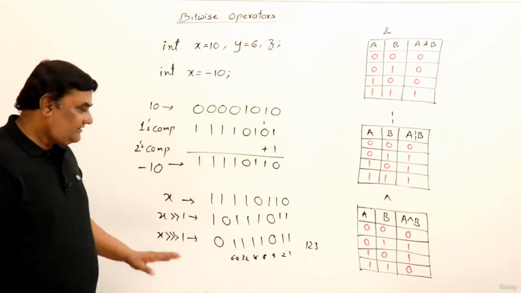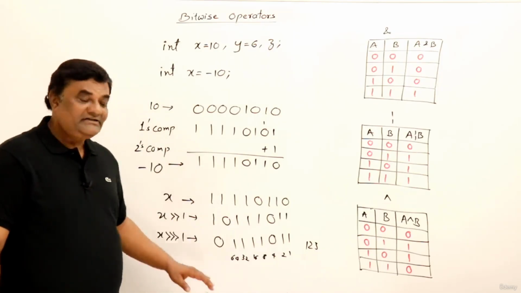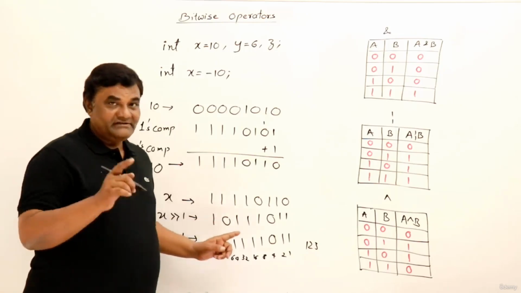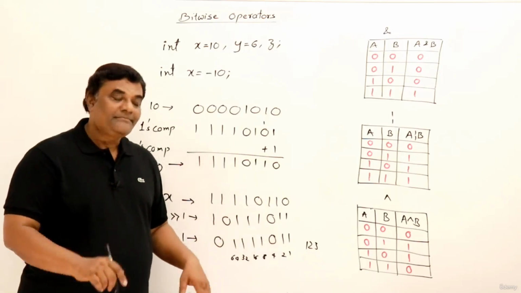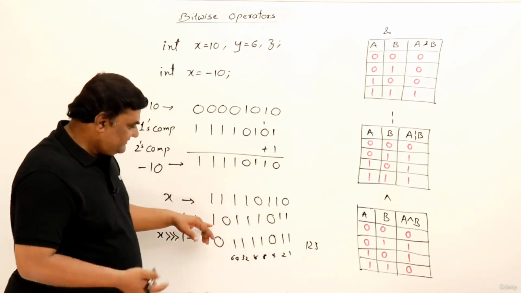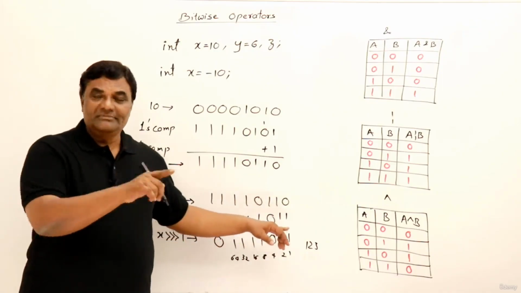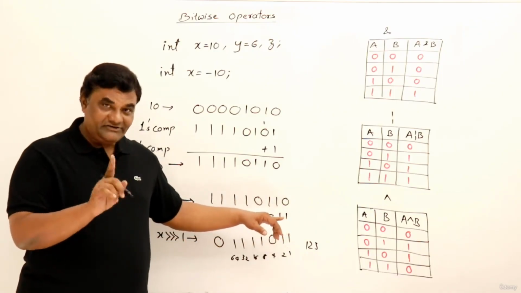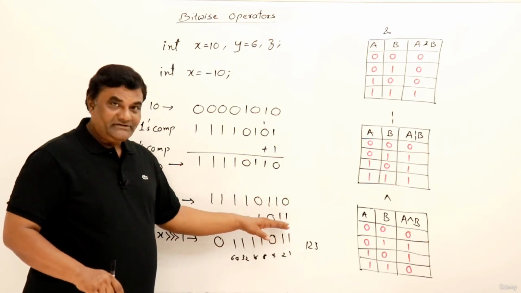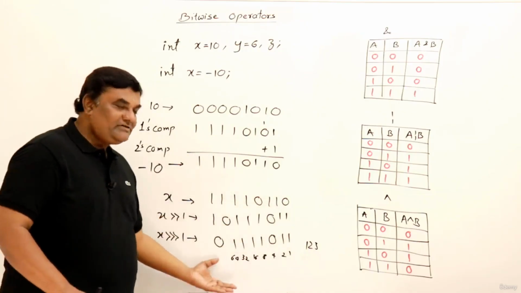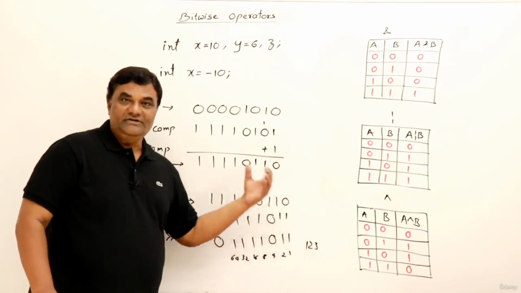So the difference between right shift and unsigned right shift is, in right shift, the sign bit is untouched, it remains negative. If it is untouched, this is in 2's complement form. If you want to see the actual number, take the 2's complement of this one. But here the number became positive and it is positive 123.